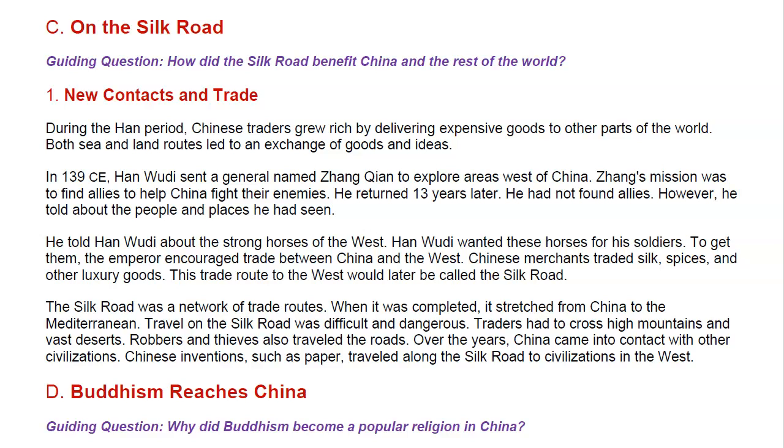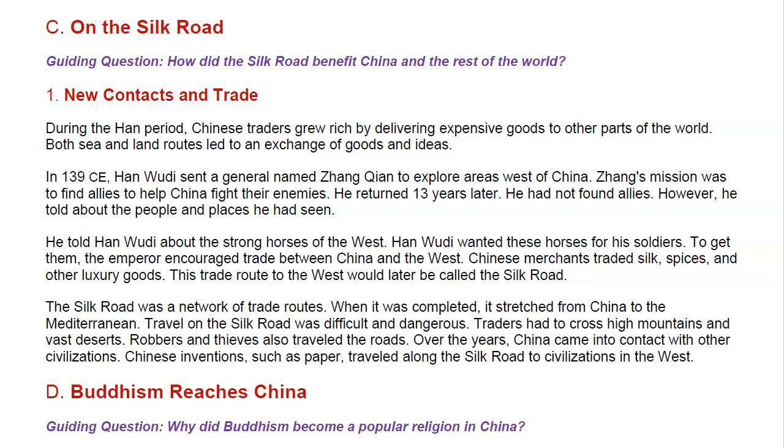He told Han Wudi about the strong horses of the West. Han Wudi wanted these horses for his soldiers. To get them, the empire encouraged trade between China and the West. Chinese merchants traded silk, spices, and other luxury goods. This trade route to the West would later be called the Silk Road.